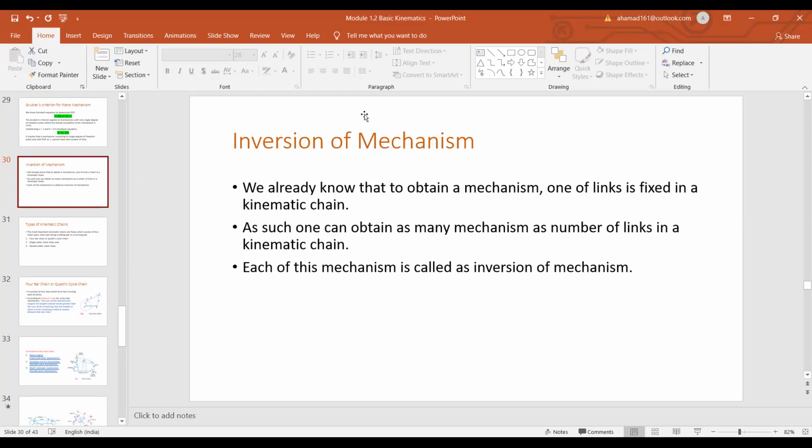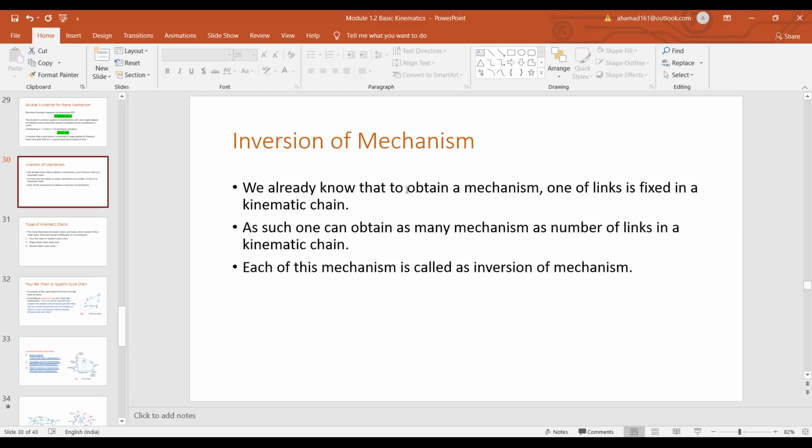We have seen the kinematic chain. What is it? A mechanism which is obtained from a kinematic chain by fixing one of the links of the kinematic chain. Now let us go for the definition of inversion.